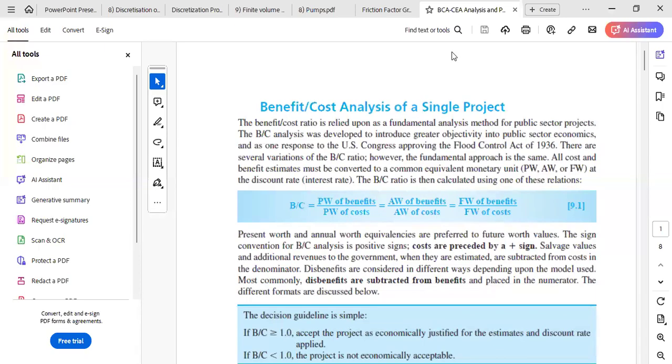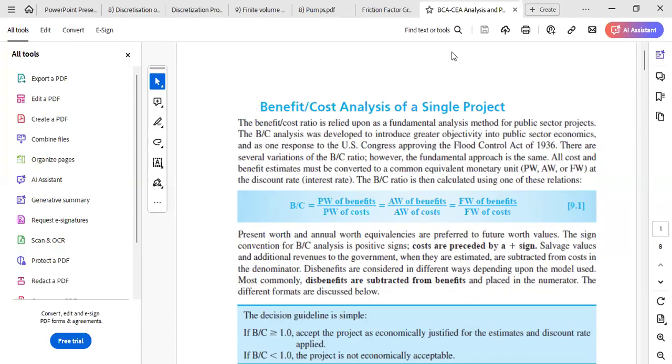Hello. So now we will go over problems on the benefit cost analysis. Just first to remind you of this method, we said that whenever we consider projects in the public sector that do not aim for profit, we mainly consider that the project is to be considered acceptable if the ratio of benefit to cost is larger than one.